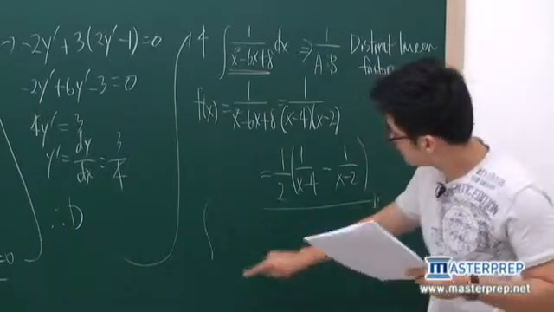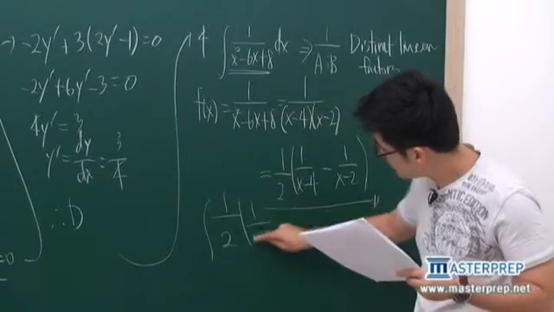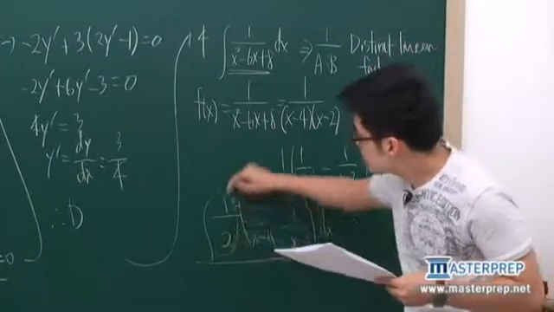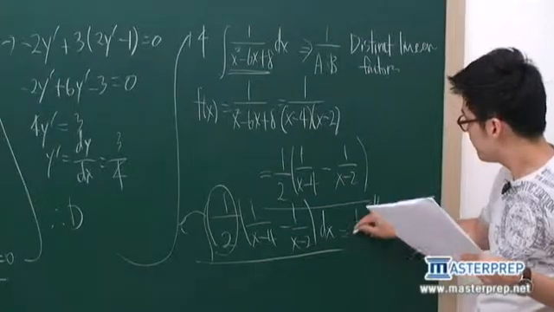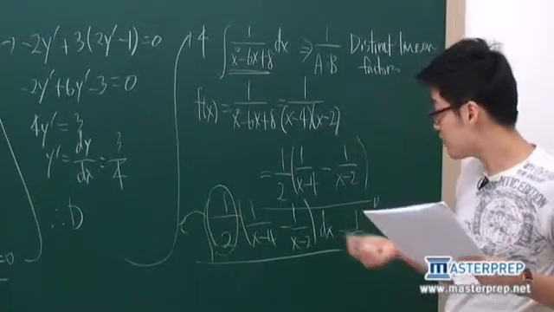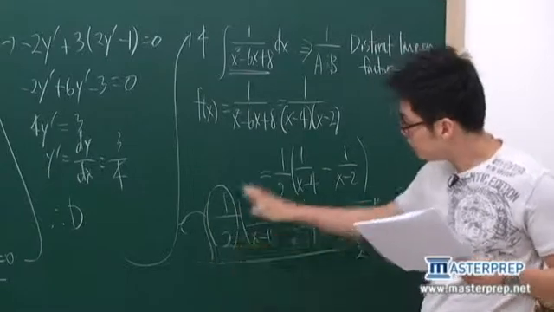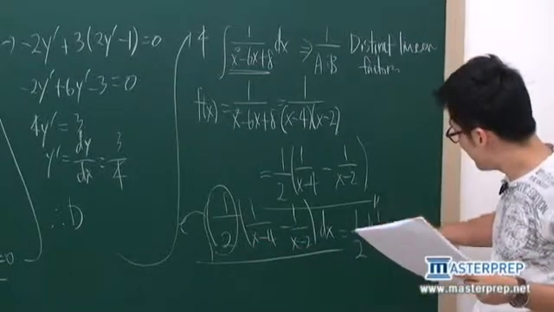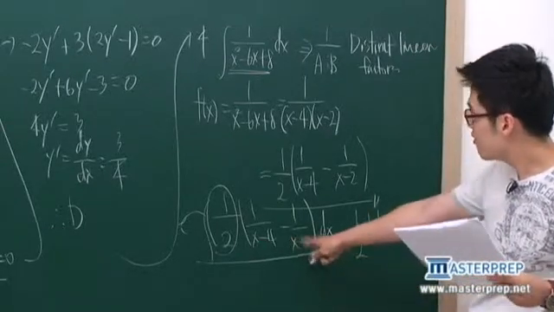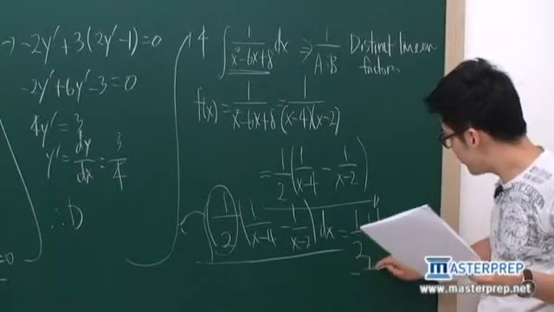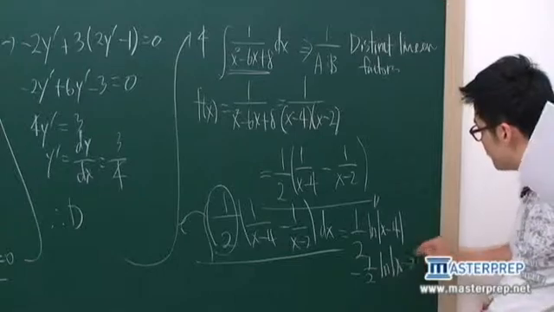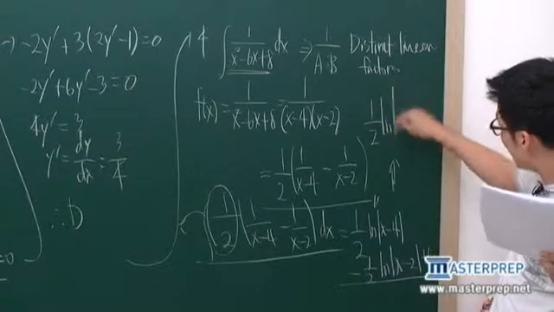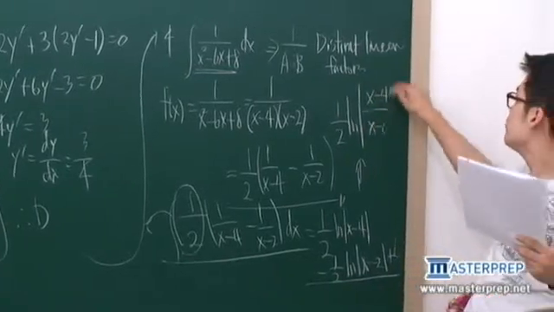You are using this fact and writing 1 over 2 times the integral of (1 over x minus 4 minus 1 over x minus 2) dx. And constants can be pulled out, right? So 1 over 2, and we already know the integral of 1 over x minus 4 is ln |x minus 4|. So 1 over 2 ln |x minus 4| minus 1 over 2 ln |x minus 2| plus a constant. And we can change this into 1 over 2 ln |(x minus 4) over (x minus 2)| plus a constant.